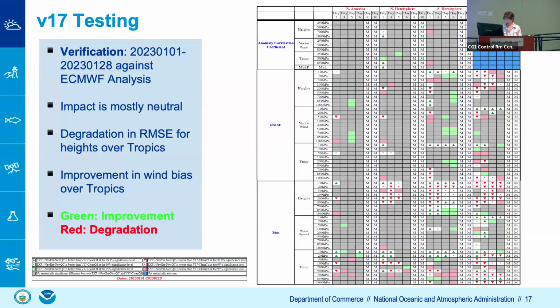And this is a scorecard from the comparison. The control is the old QC, old ops error, and the experiment is the new QC, new ops error. So green means improvement and red means degradation. We can see the impact overall is neutral, but we do see the degradation in tropics for RMSE for height and the bias in height.